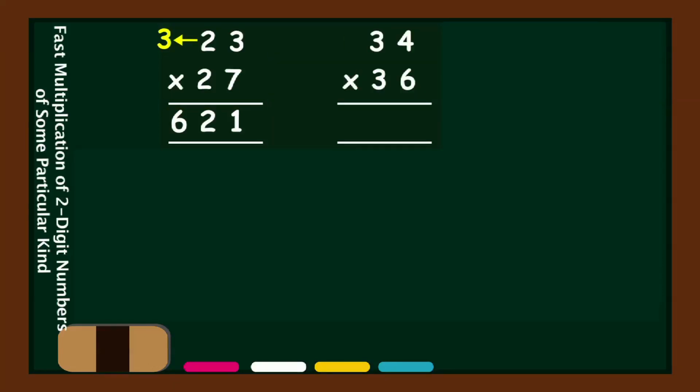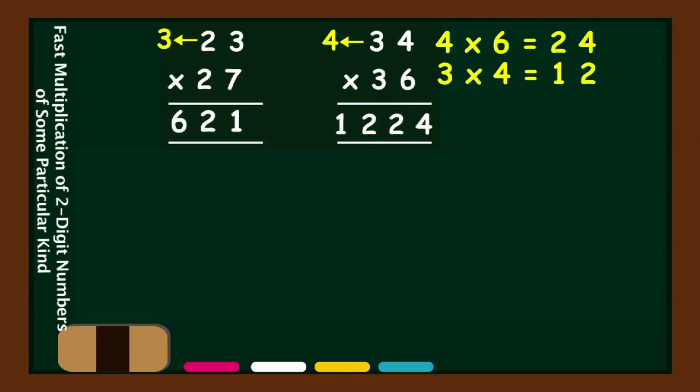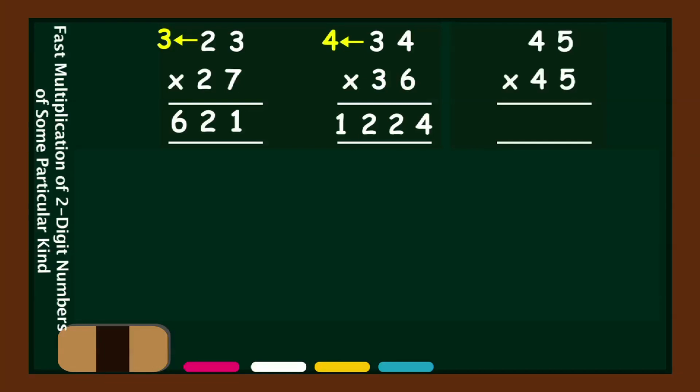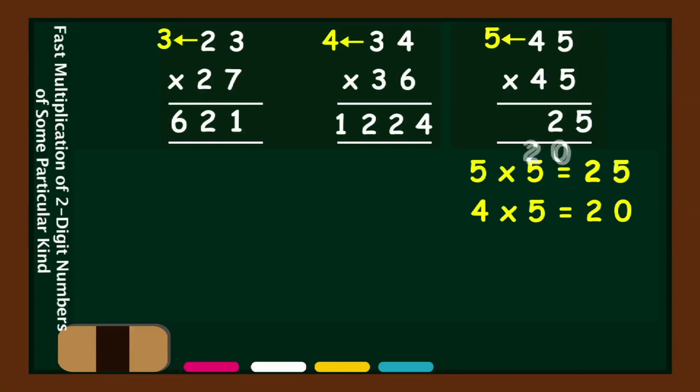Now we see the next one. 34 into 36. Here the digits in units place are 4 and 6. So we multiply 4 with 6. That is 4 into 6 is 24. And then we multiply 3 with the next number. That is 3 into 4 is 12. So this is our answer. Now we go for the next one. 45 into 45. First we do 5 into 5. Then 4 into 5. This is 25 and this is 20. So 2025 is our answer.